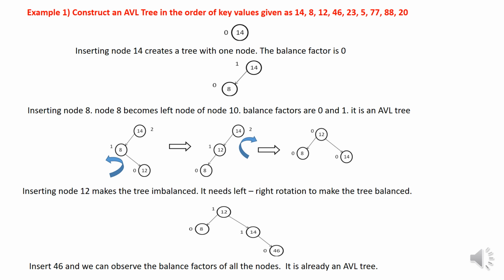After adding node 12, balance factors are also adjusted. We can observe that the tree is not a height balanced tree. As we have already explained, this needs two rotations to make the tree balanced. A left rotation and a right rotation. After left-right rotations, the tree becomes balanced. Next, we insert node 46. Balance factors are adjusted. We can observe that the tree is height balanced as the balance factors are not exceeding 1. So, no rotations are needed.